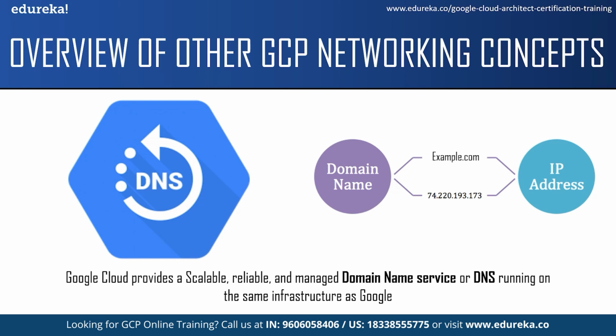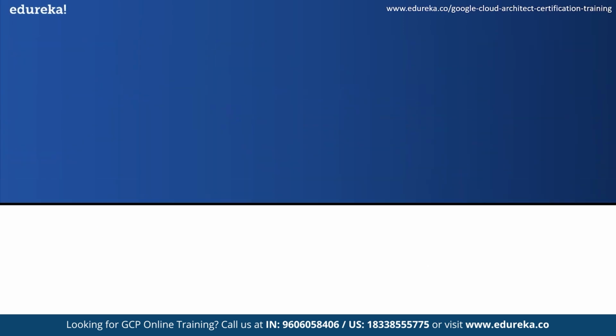Now Cloud DNS is a high-performance, resilient global DNS service that publishes your domain names to the global DNS in a cost-effective way. Cloud DNS lets you publish your zones and records in DNS without the burden of managing your own DNS servers and software. Cloud DNS offers both public zones and private managed DNS zones. Now a public zone is visible to the public internet, while a private zone is visible only from one or more virtual private cloud networks that you specify. This was about Cloud DNS.